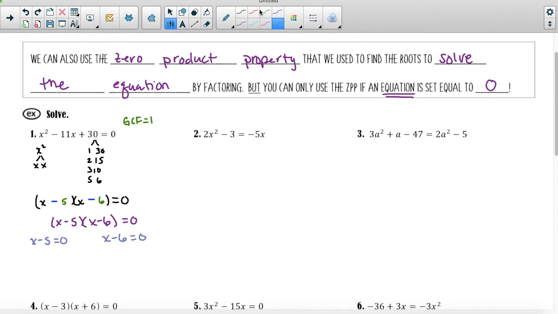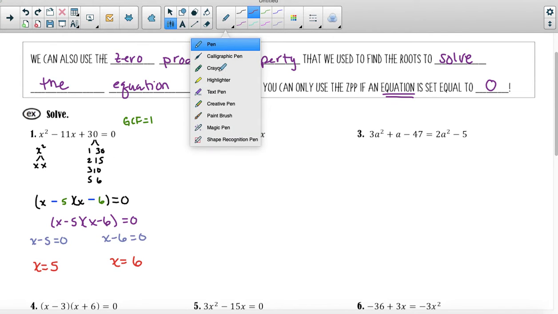I'm just solving, so my answer should be an x equals. When I solve for this one, I get x equals a positive 5. When I solve for this one, I get x equals a positive 6. Those are my 2 solutions.